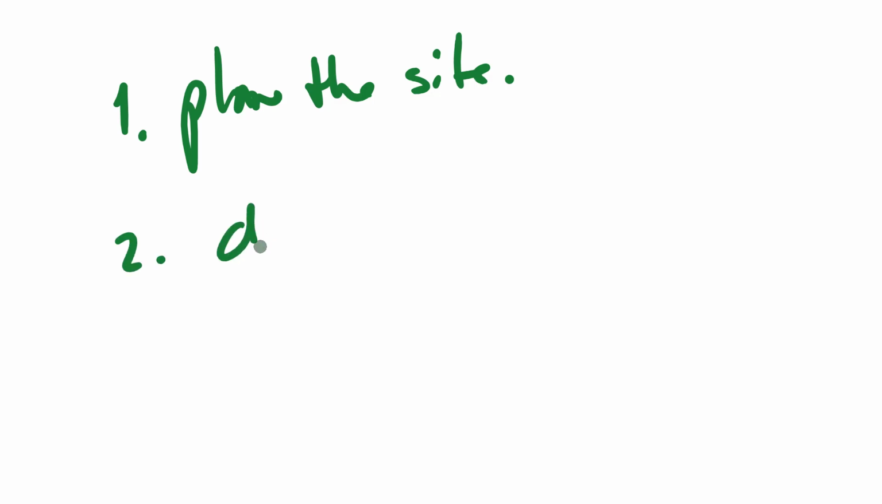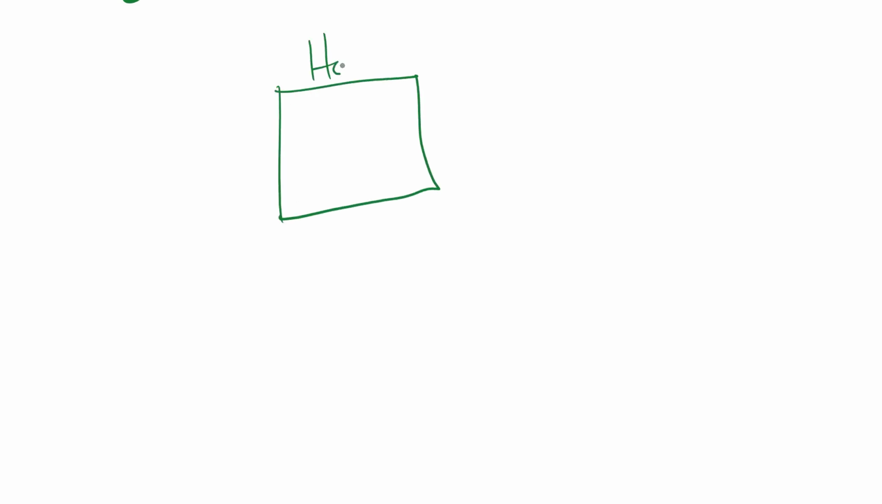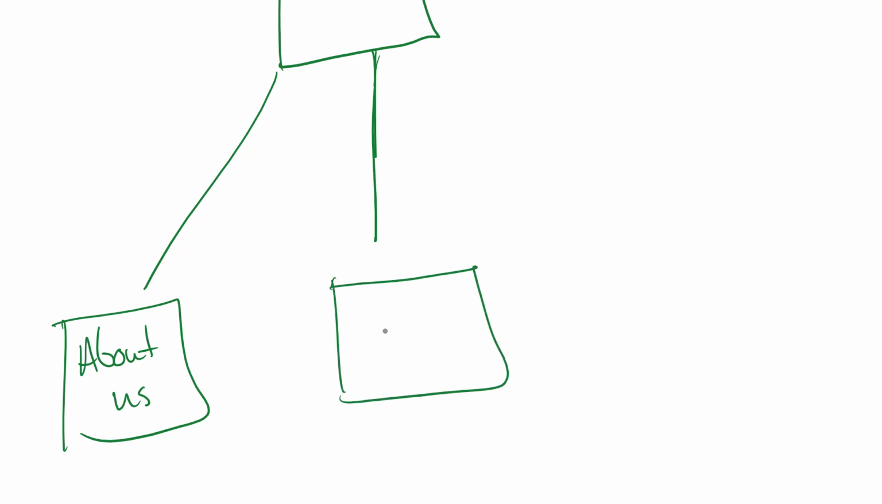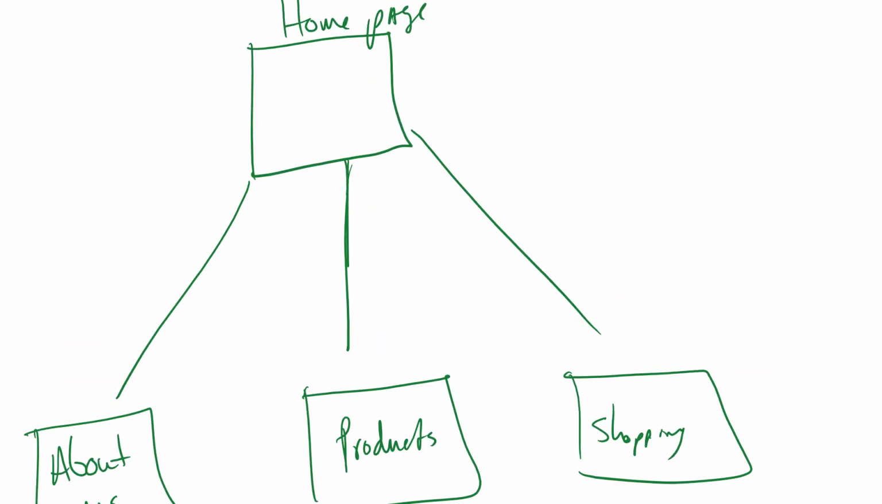Then you diagram it, what pages you want. So you might do something like this. Every website has a home page. You're going to start with the first page. You've got your home page, and then from the home page you might have an about us. Another page might be products. Another page might be, I'll just say, shopping cart. You get the idea. So you design a page flow in terms of the skeleton of your website.